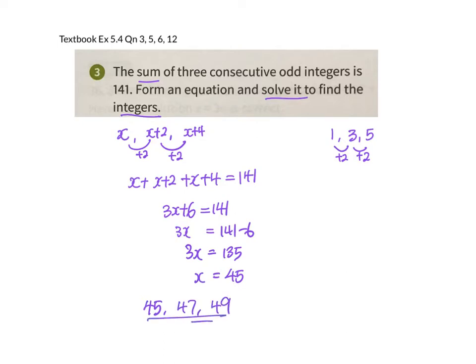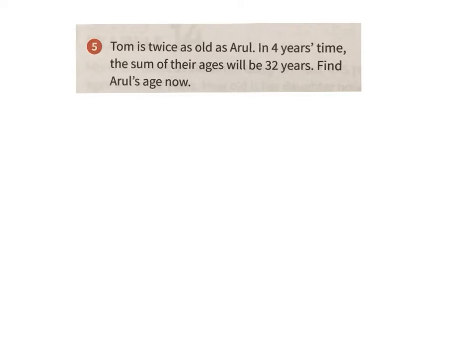Have you gotten the answer? Question number 5. Tom is twice as old as Aru. In 4 years' time, the sum of their ages will be 32 years. Find Aru's age now. So I will let x be Aru's present age.